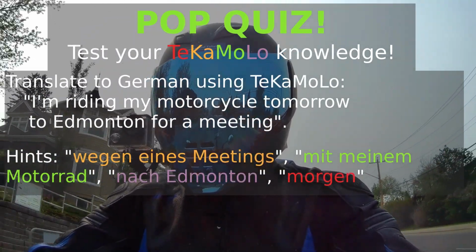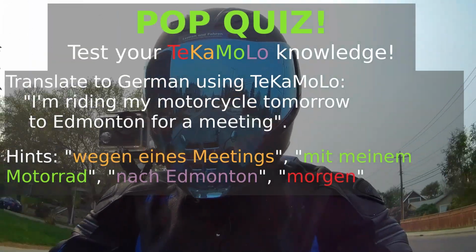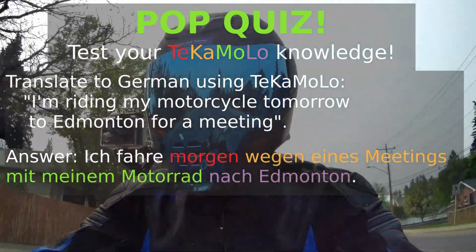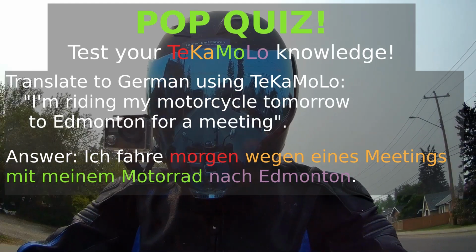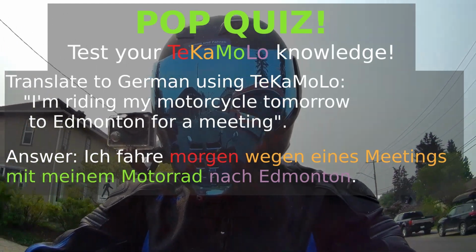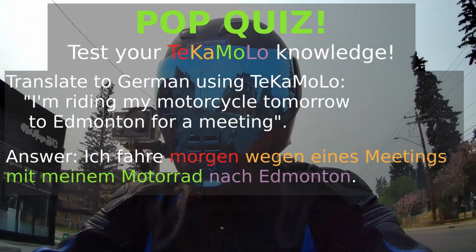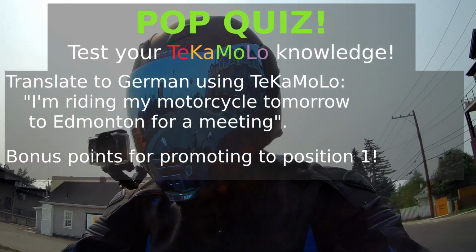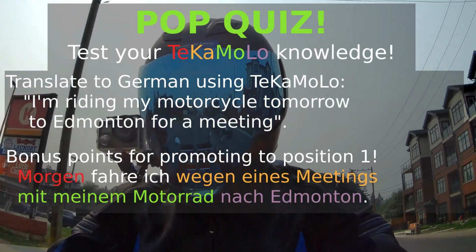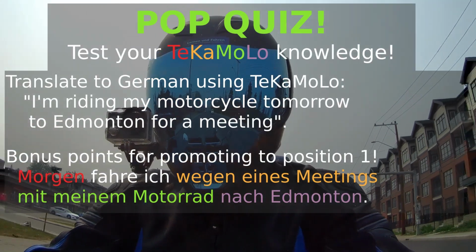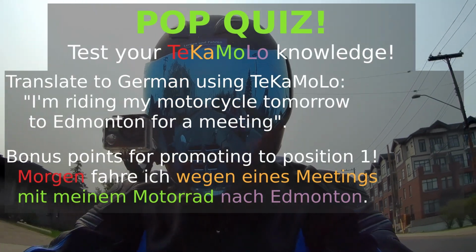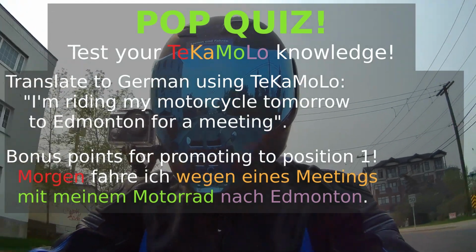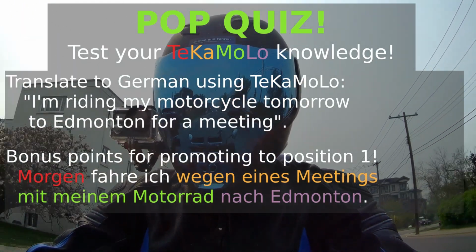Okay, I'm sure most of you got the answer correct, but let's review. Ich fahre morgen wegen eines Meetings mit meinem Motorrad nach Edmonton. That is the straightforward TeKaMoLo version of that sentence. Now, there's a bunch of different options here. I'll give you bonus points if you moved something to position 1. Let's say the time specifier. Morgen fahre ich wegen eines Meetings mit meinem Motorrad nach Edmonton. It means the same thing. I'm just putting a little bit of stress or emphasis on the time specifier. Tomorrow is when I'm doing it.